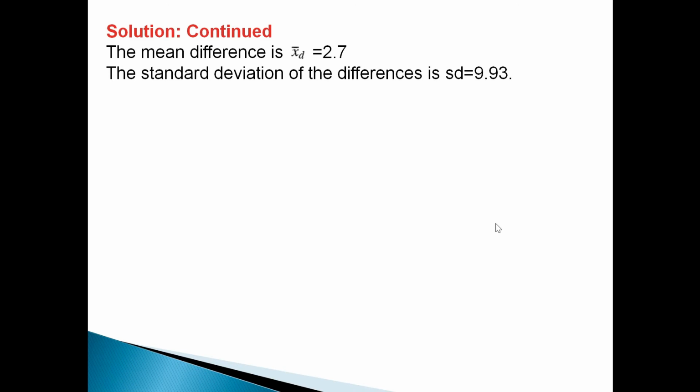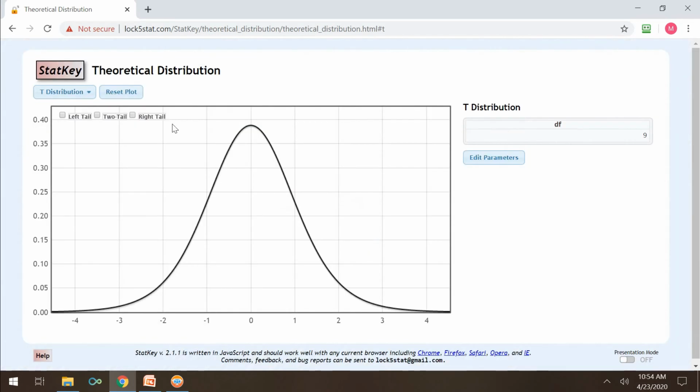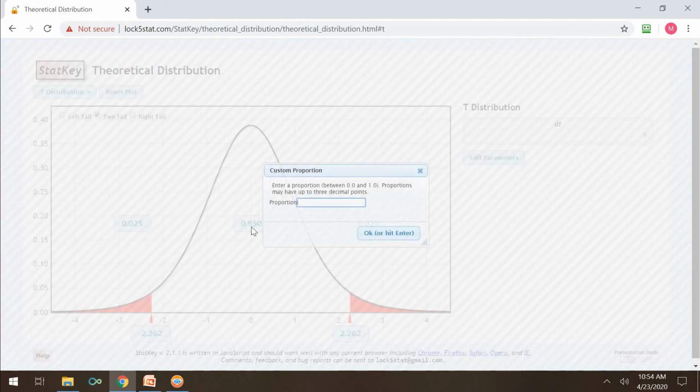The t-star is found using StatKey, and for that you need to know that we have a degree of freedom of 10 minus 1, which is 9, and we are constructing the 99% confidence interval. So let's do this through StatKey. We enter the degree of freedom of 9, and this is a confidence interval, meaning I'm going to always choose the two-tail and change this percentage to 99.